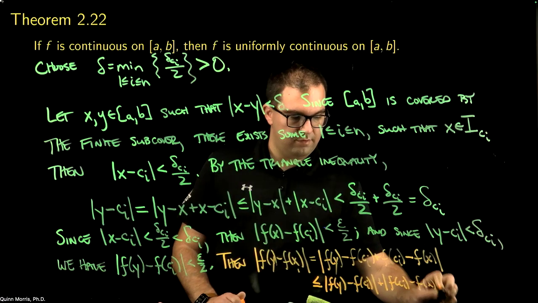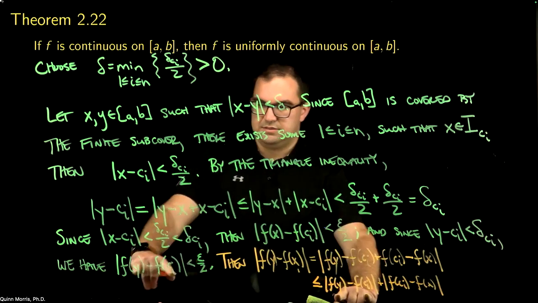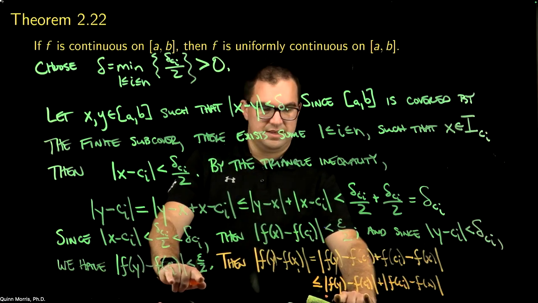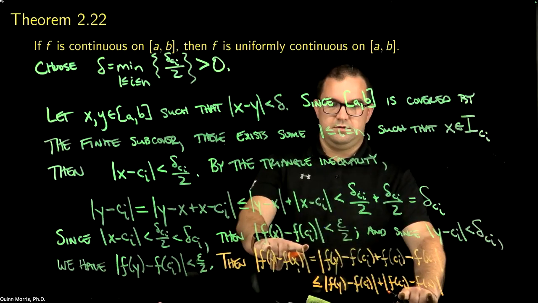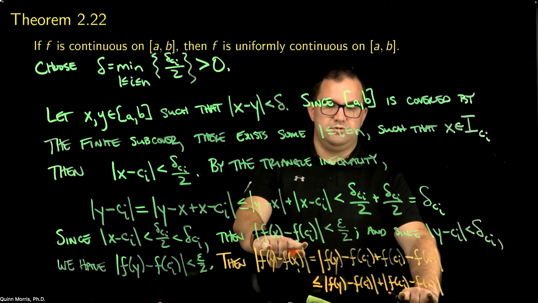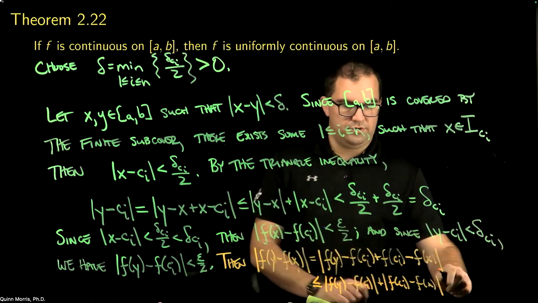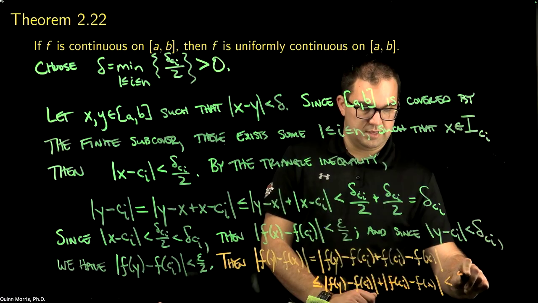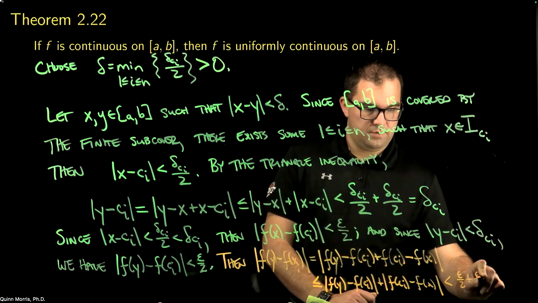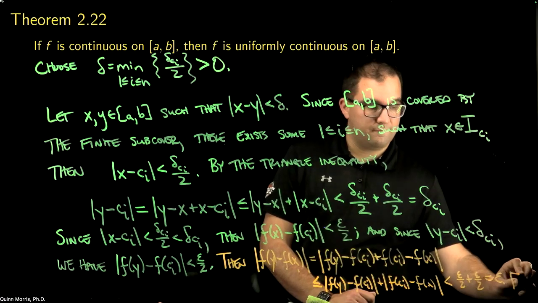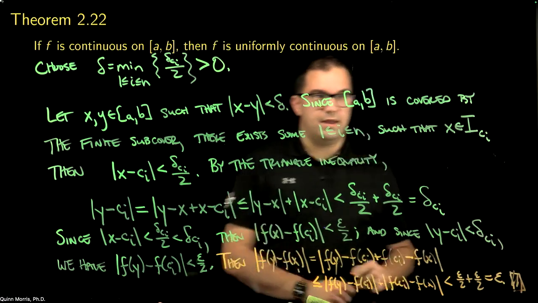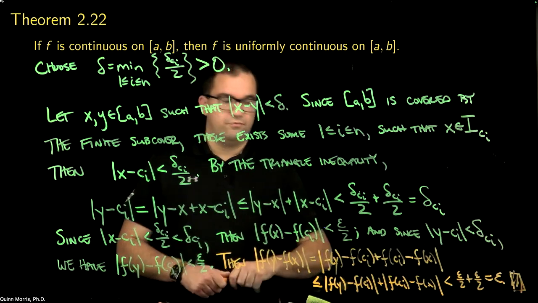But now, this difference is less than epsilon over 2. Those are just flipped, but they're inside absolute value, so they're the same. It's less than epsilon over 2. So this is less than epsilon over 2 plus epsilon over 2, which is epsilon. And that concludes our proof, right?